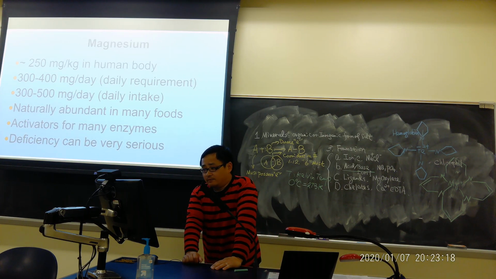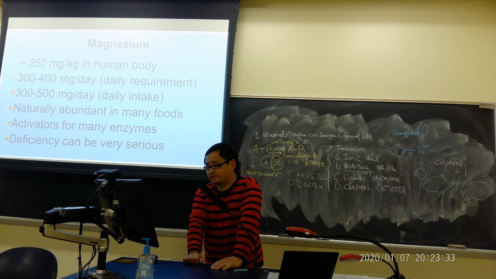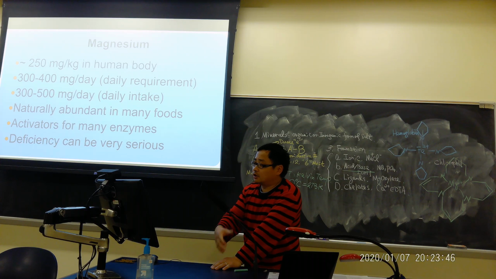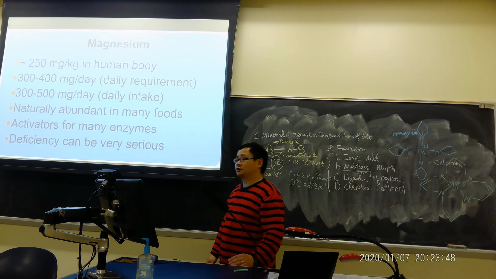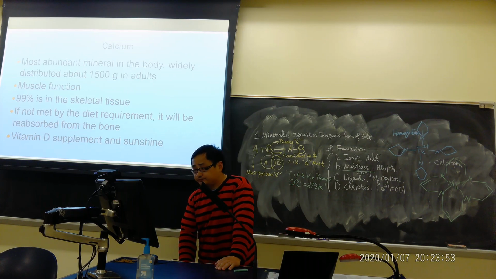Magnesium. Magnesium is about 250 milligrams per kilogram in the human body. Daily requirements are 300 to 400 milligrams per day. Daily intake average in the United States is a little bit higher than that, somewhere 300 to 500. It naturally exists in many foods, and it's an activator for many enzymes. The deficiency could be serious, but it didn't mention how serious it is. We believe there probably aren't too many cases of deficiency because it's naturally abundant in many foods.